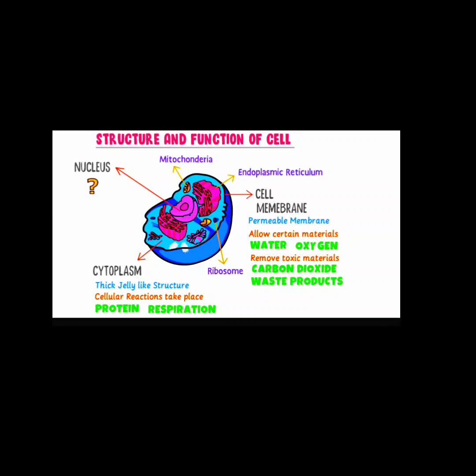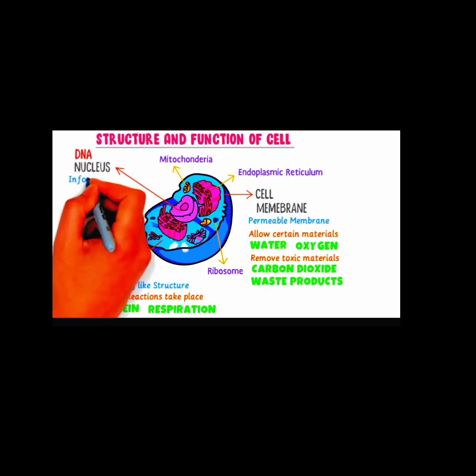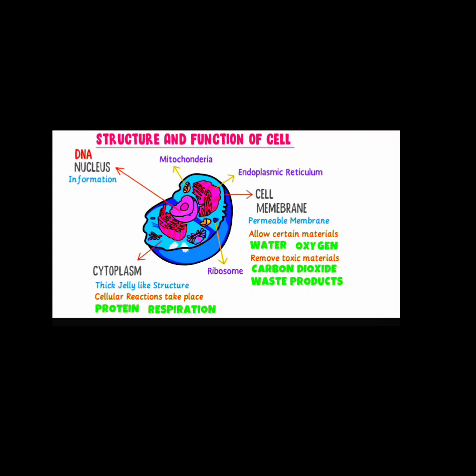Now, what is the nucleus? Nucleus contains DNA. It is a booklet of all the information, which is the blueprint of all functions taking place within the cell. Secondly, the nucleus is the control center of the cell. It is also known as the king of the cell. It controls all the activities occurring within the cell. For example, nucleus controls how cells should develop, how cells should grow, how cells should reproduce.